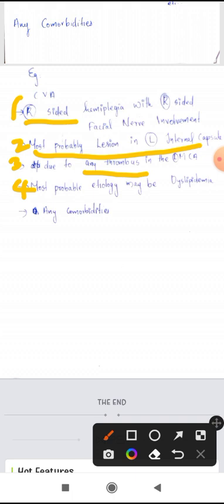So this is regarding how to write it. It is very simple. If we know it, it's a very simple thing how to write a diagnosis.